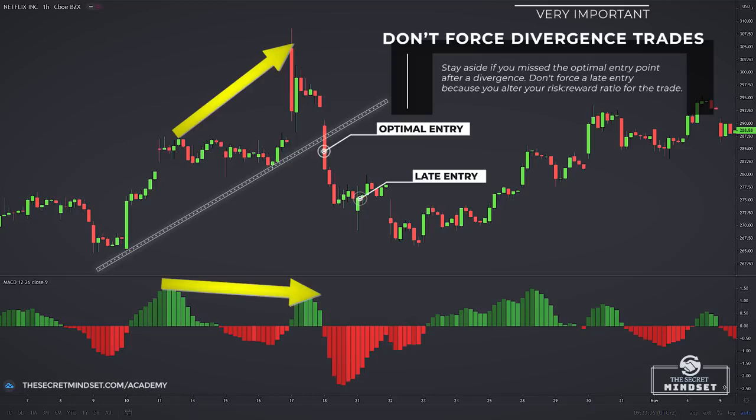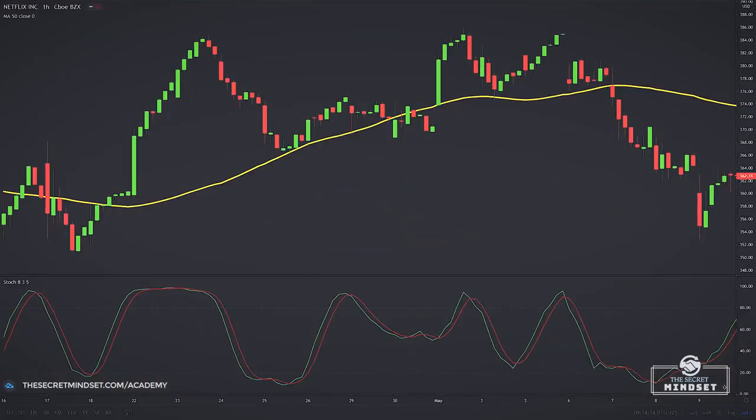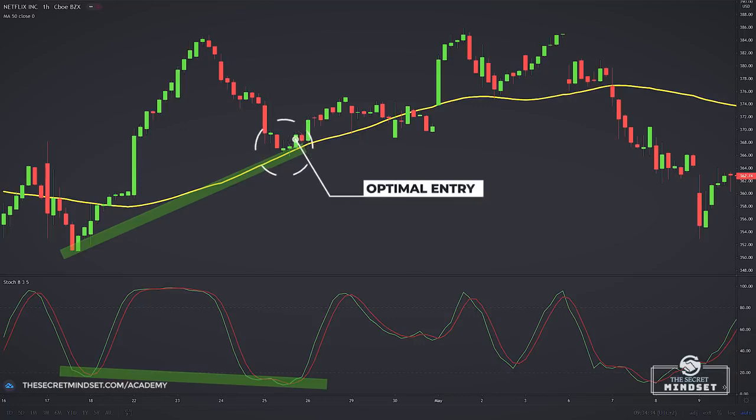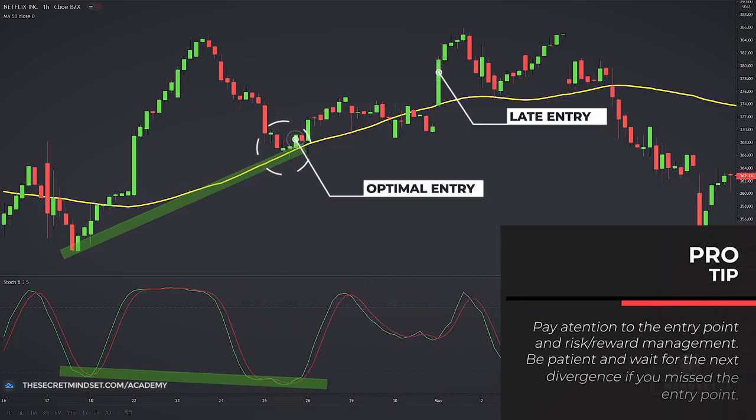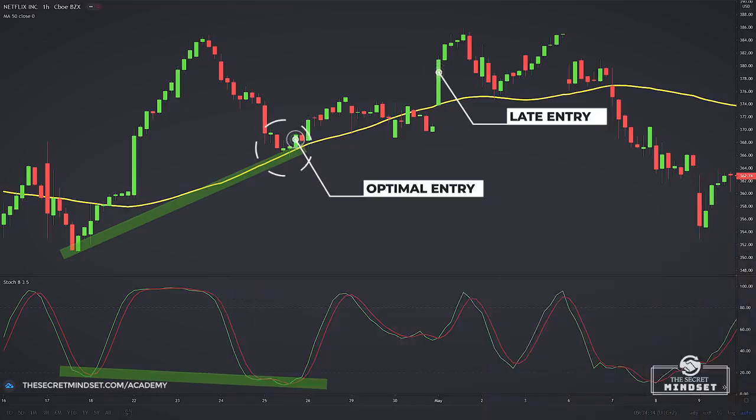Why? Because if you enter late, you alter your risk-reward ratio for the trade. When trading divergences, the entry point and risk-reward management are both important aspects that any trader should become familiar with. If you miss a divergence entry after the price rejected a moving average, for example, and you decide to enter after the price already moved a lot, you will have to increase your stop loss. And if the trade doesn't have much profit potential, you will have a hard time managing your trade. Remember, there are always going to be other divergence opportunities. The key is to be patient.